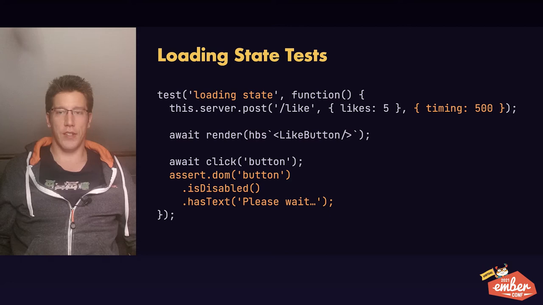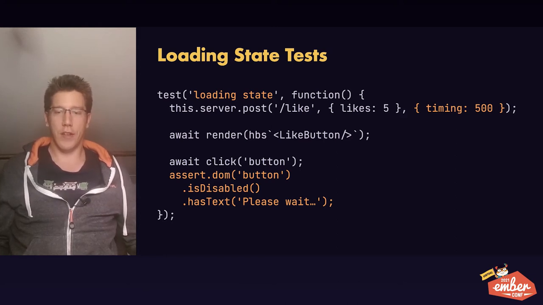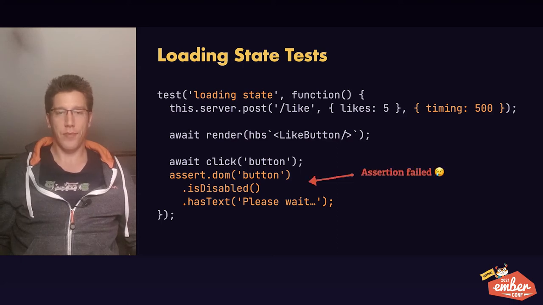Now let's look at the loading state tests. We can pass a timing option to Mirage, which will tell it to delay the response for a number of milliseconds. In this example here, we've chosen 500 milliseconds. We've also changed our assertion to check that the button is disabled and that the label has changed. The problem is this doesn't work. The assertion fails. But why?